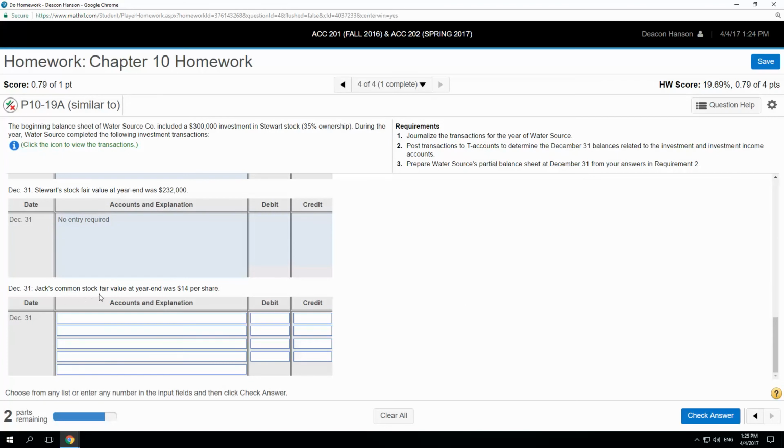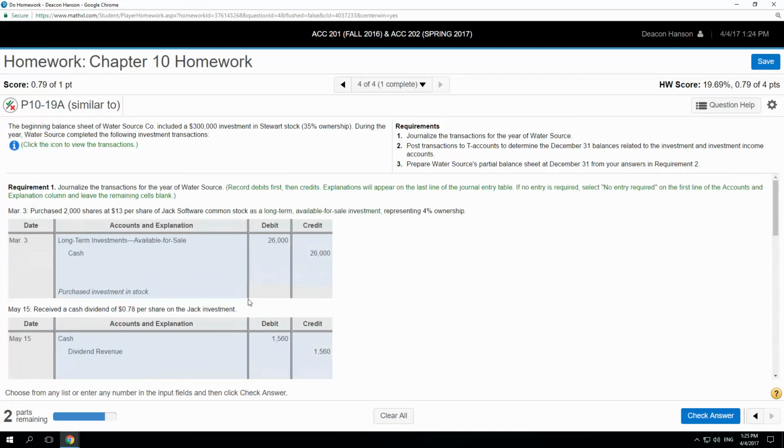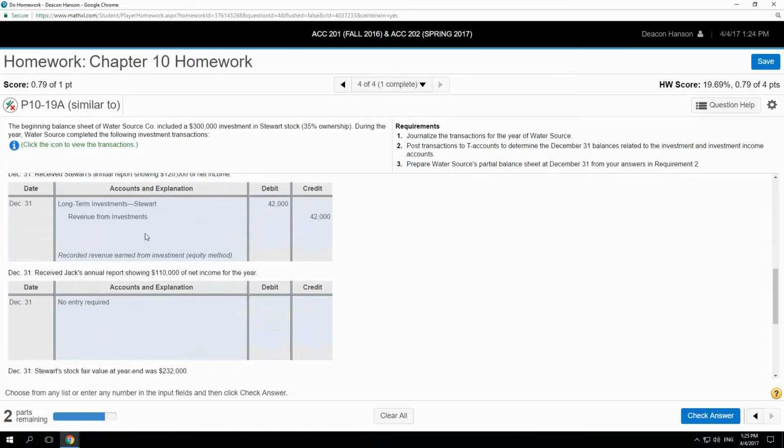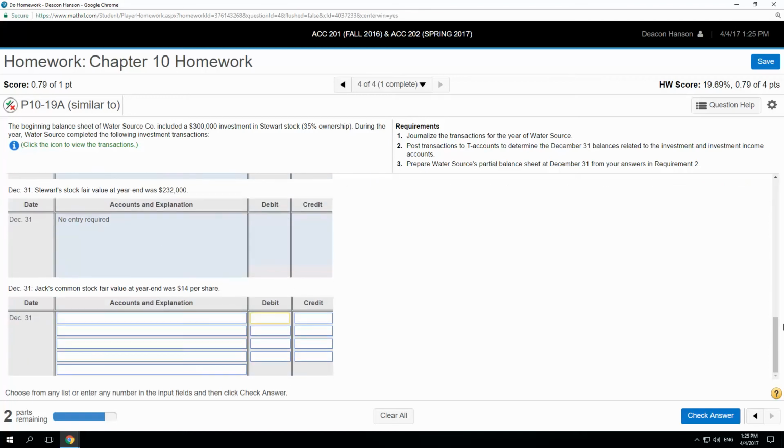Jack's common stock fair value at year end was $14 per share. Remember, we bought Jack for $13, so it's up $1. So it's going to be 2,000, right? Because we have 2,000 shares and it's gone up by $1.